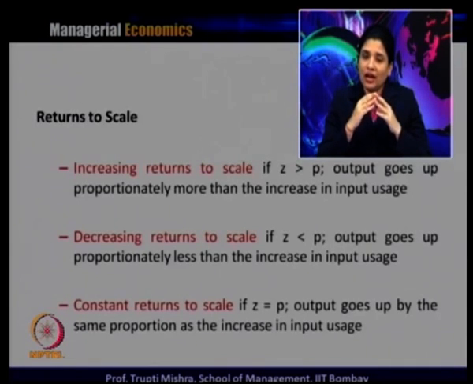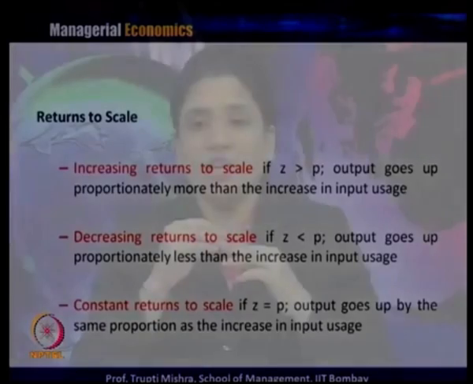So, if you look at the change in the input usage and the change in the output due to the change in the input usage, that decides the scale relationship. If the increase in the output is more than the increase in the input, this is the case of increasing return to scale. If the increase in the output is less than the increase in the input usage, this is decreasing return to scale. And if both the changes are proportionate, both are equal, then this is the case of constant return to scale.